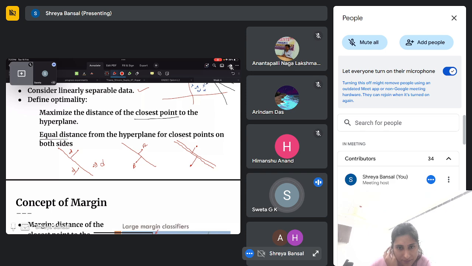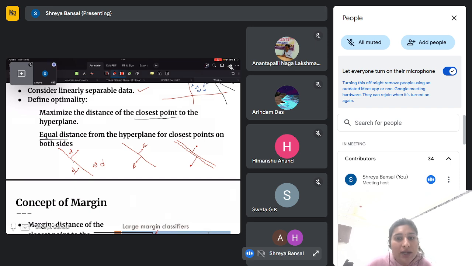Can we say that they are telling us to either have equal distance for the closest points or to maximize the distance of the closest point, ma'am? We want to maximize the distance also, and the distance from both the classes should be equal. It means the hyperplane should be in between. That's what I want also.